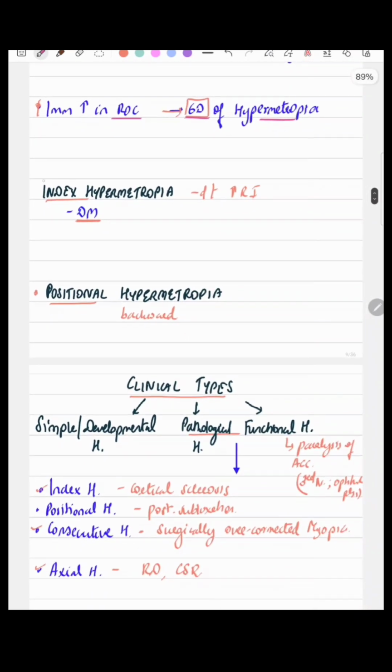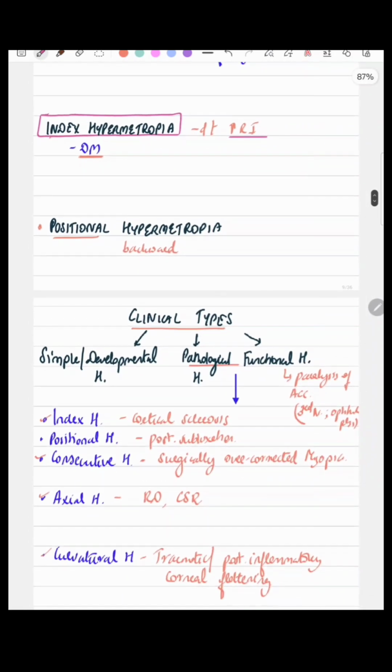Then coming to index hypermetropia. It is due to an increase in refractive index of the lens in old age. Usually in old age, it can also occur in diabetes. Next is positional hypermetropia. It is due to backward displacement of the lens.